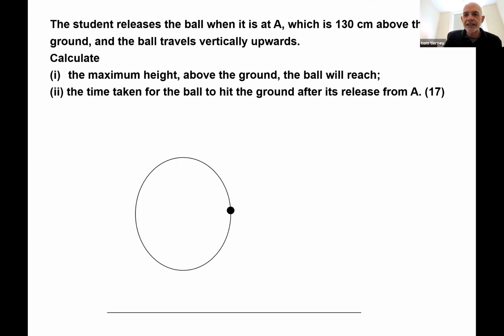Now, the student releases the ball when it is 130 centimeters above the ground. Calculate the maximum height and the time taken for the ball to hit the ground after its release. So, like I said before, don't look for the obscure patterns, look for the obvious ones. What comes up every year? Well, once it's released from the circle, it's no longer traveling in a circle, so it reverts to linear motion.